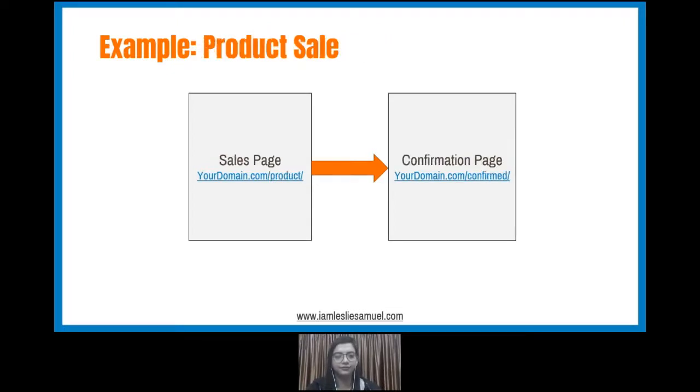Another example: somebody's buying a product on your website. You have a sales page, and when they buy the product, they enter their credit card details, they give you the money, and they get to a confirmation page. This says that the product was purchased. The destination was reached, which is the confirmation page, so we can count that as a sale. Now, what we have to look at is how you tell Google Analytics to register that destination as a sale. I'll walk you through that process now.